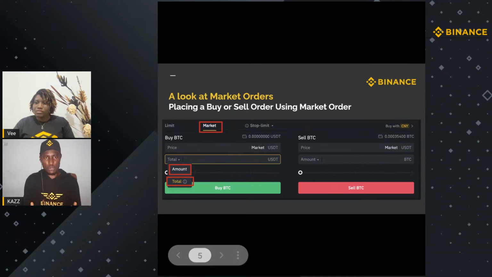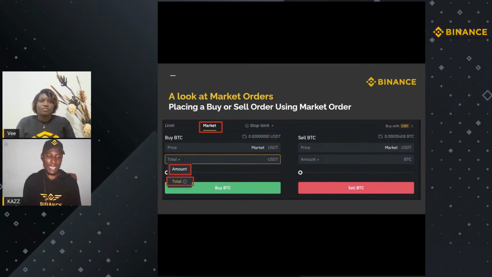So we have two types. Just like you can see now, you have the total or amount when you're using market order. By using total, just like I've explained. So let's suppose you have 1,000 USDT and you want to place a market order to buy BTC using the BTC USDT trading pair. So when you place a buy 100% order, the system will execute your order at the current market price according to the amount of USDT you have.